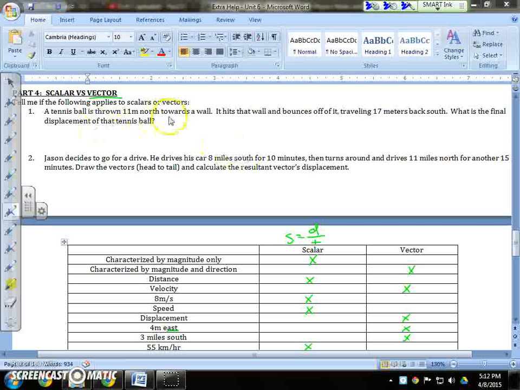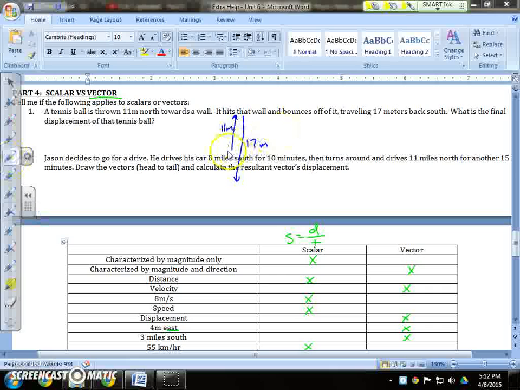Anyways, a tennis ball is thrown 11 meters north towards the wall. 11 meters north. It bounces off the wall and travels 17 meters back south. So we're going to figure out what's the final displacement. And I wish I'd have drawn myself and left a little more room. So we're just going to draw through this next problem. And we're going to call that 17 meters. So what's my total displacement?